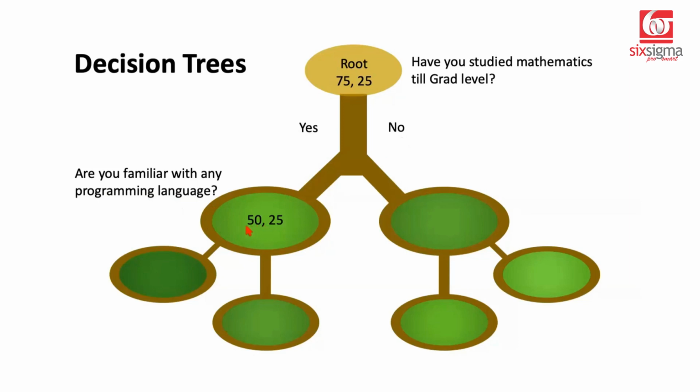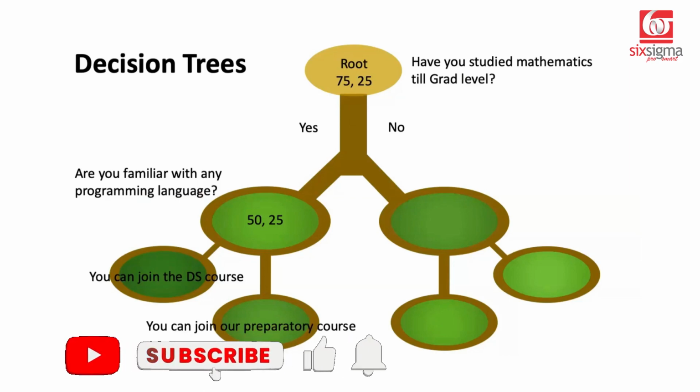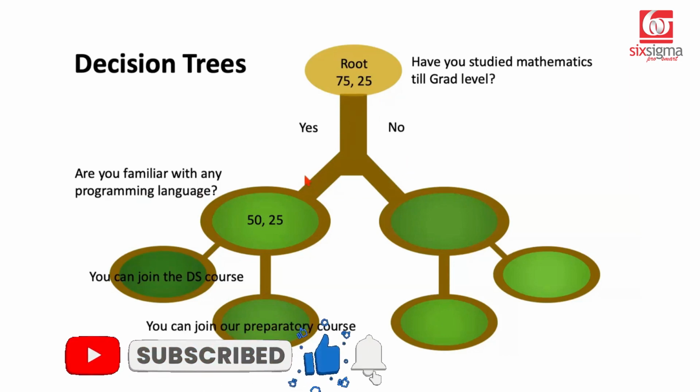So 50 of them said yes, they've studied a programming language. Who are these people? They have studied mathematics to grad level and they've also studied some programming language. Then comes the decision: you can join the data science course. What about these people who have studied maths but do not have a programming background? We are saying you can join a preparatory course in programming. So you can see how this logic is being applied: each time you're asking questions and arriving at a decision.